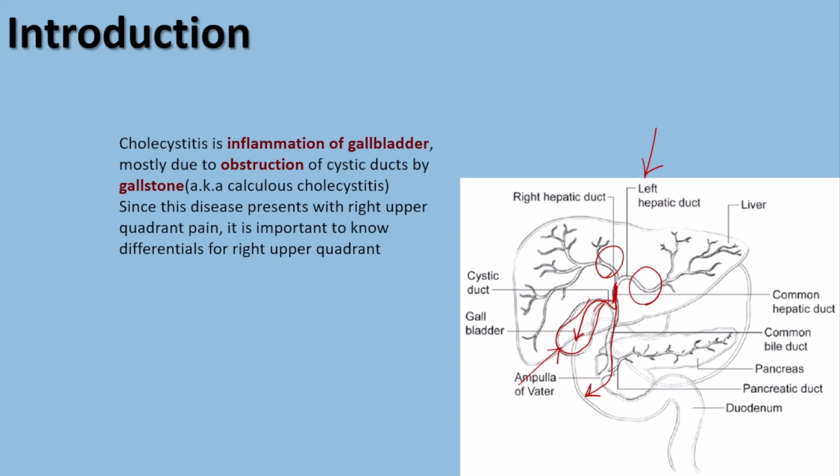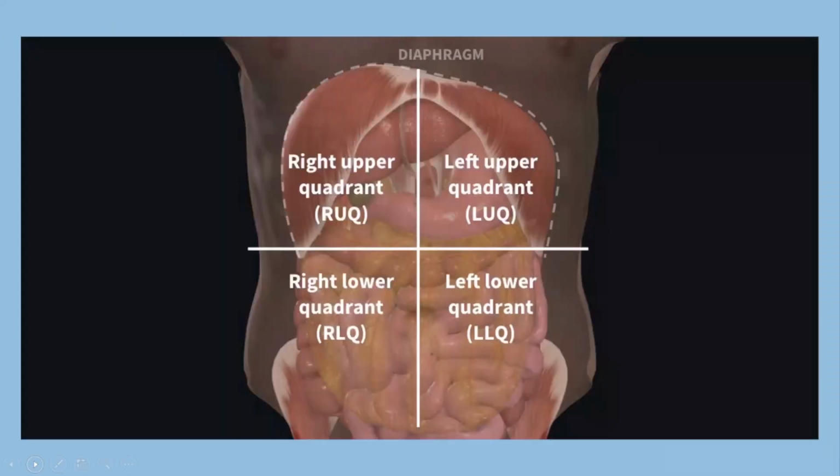And note that if you have a patient who presents with right upper quadrant pain, you have to know differentials very well for the right upper quadrant region. So this is a schematic picture of the quadrants in the abdominal cavity. Here we have the right upper quadrant, and this is where we have the liver and gallbladder, and most of the diseases that cause right upper quadrant pain are due to pathologies of the gallbladder or liver. Here we have the left upper quadrant, the right lower quadrant, and here the left lower quadrant.